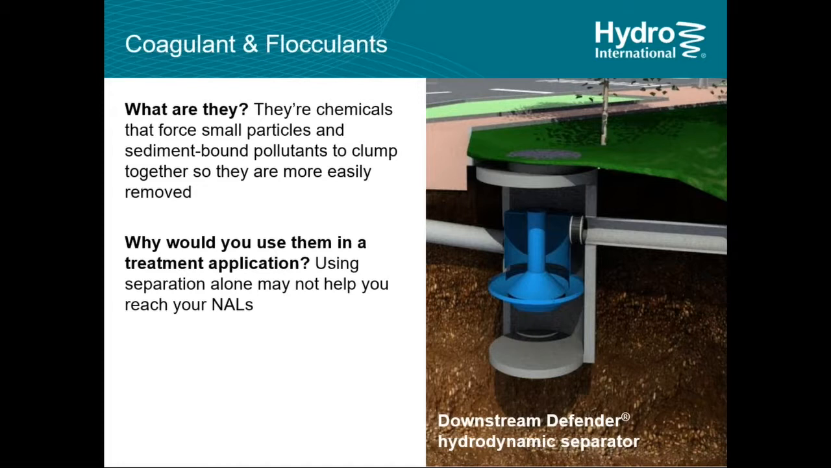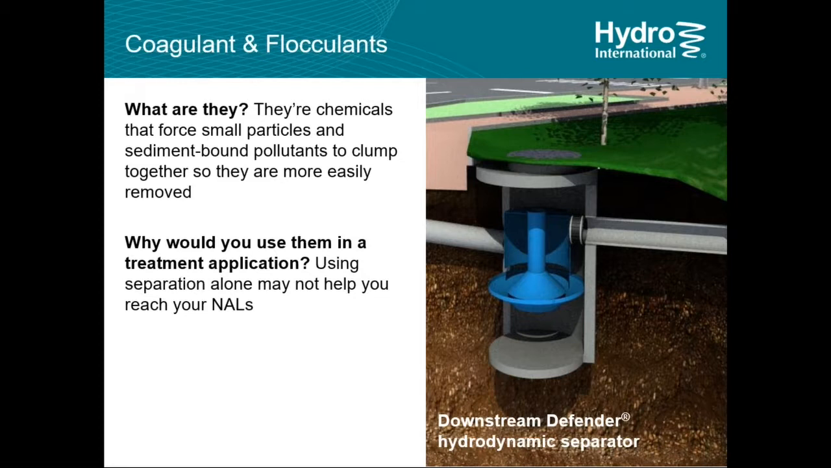The first thing is, what are they? They're chemicals that force small particles and sediment to clump together so that they can be removed much easier. They sometimes can float and they sometimes can sink. We like the ones that sink. And you see the downstream defender to the right. If you forgot what it was, that's one of the products I initially discussed.